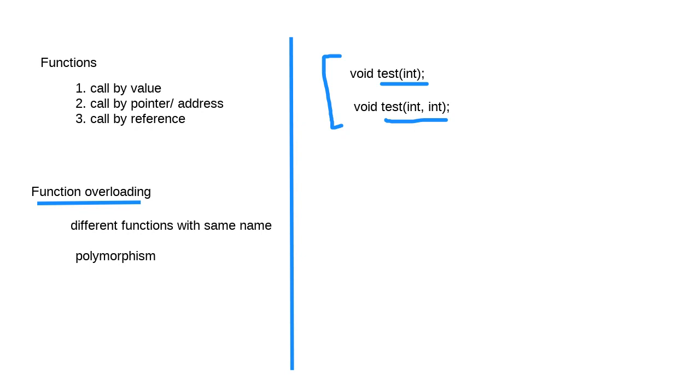So these two will be considered different. Were they considered different in C? No, the C compiler will give me a compile time error in this case. But when I talk about C++, this is absolutely and 100% valid. You can have two functions with the same name in C++. And you can perform two different actions in these two different functions, right?